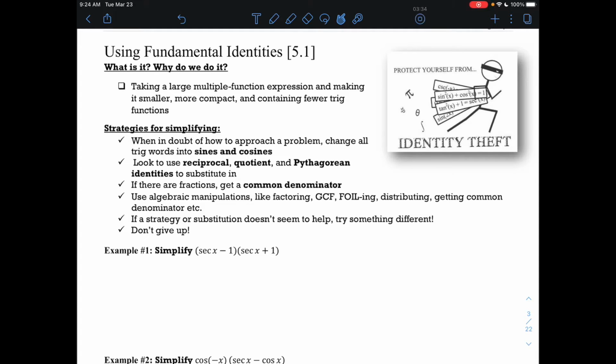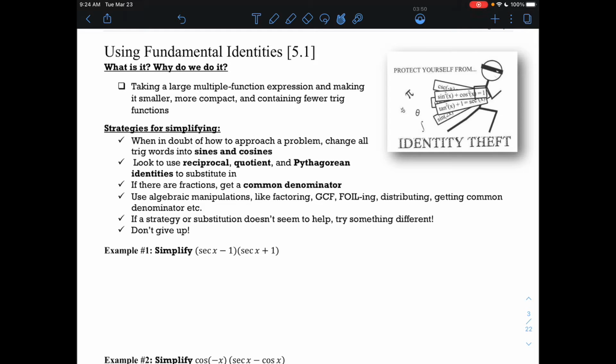All right, so now we're going to take a look at using these fundamental identities. Again, we're going to be taking large multiple function expressions and making them smaller, more compact, and containing fewer trig functions.